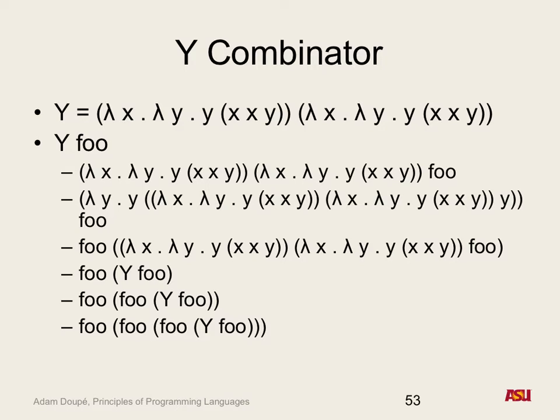So we've essentially created a loop here where we can execute foo an arbitrary number of times because we can just keep doing this loop. How do you kill the loop? If statements, we'll see. Just like a normal recursion, we're going to have an if statement. So if it's true, we'll return something, otherwise we'll do the y foo again. So why does this work? What is it about the structure of this Y combinator that allows this to work?